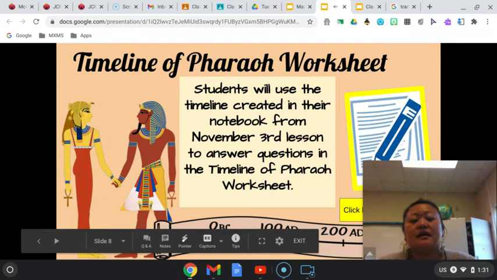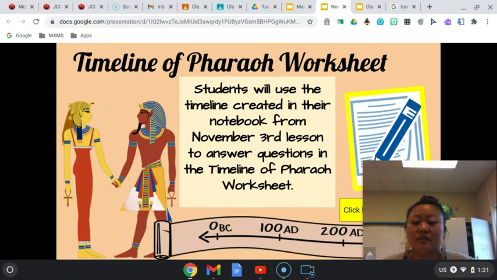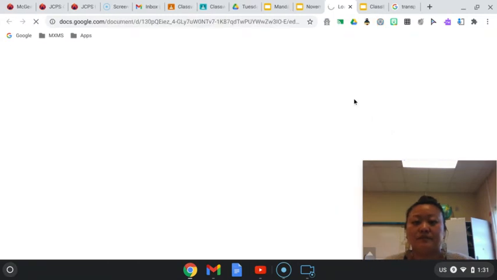So for today's lesson, I need you guys to work on the timeline of Pharaoh worksheet. In this worksheet, students will use the timeline created in their notebook from November the 3rd, which was yesterday's lesson, to answer questions in the timeline of Pharaoh. So your worksheet is going to be here, and then I will also attach it separately.